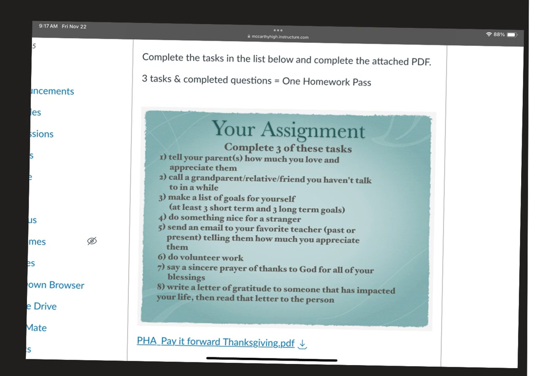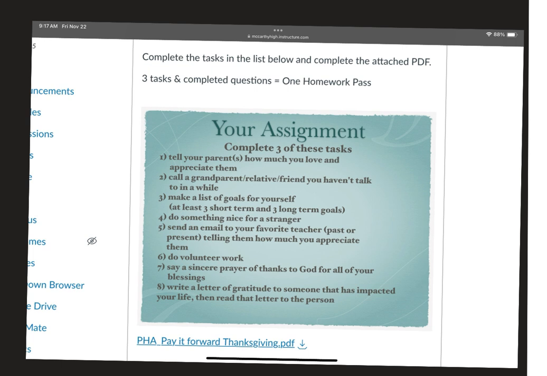1 is tell your parents how much you love and appreciate them, and especially do this if you don't do that often. It will be an interesting little experience. 2, call a grandparent, relative, or friend that you haven't talked to. Physically talk to them on the phone or in person. Like if you're going to see them Thanksgiving, this could work too. 3, make a list of goals for yourself, at least 3 short-term and 3 long-term goals. 4, do something nice for a stranger, and I do not mean hold the door open. You should already be doing that, okay? But go out of your way to do something nice.